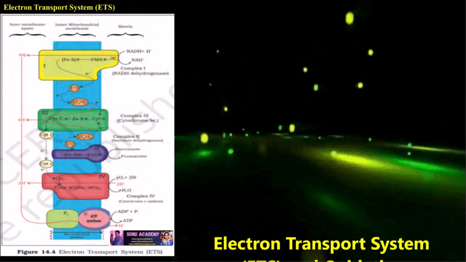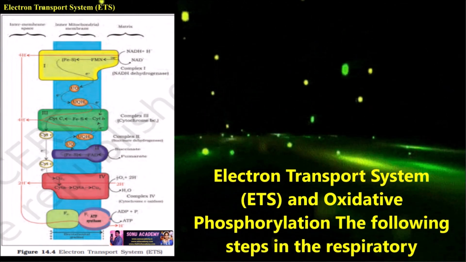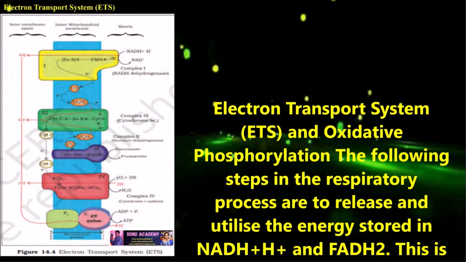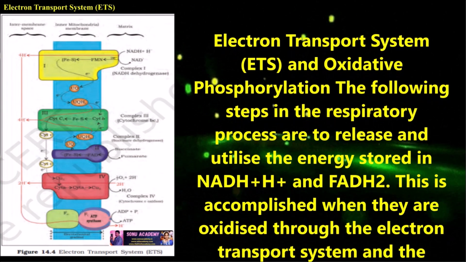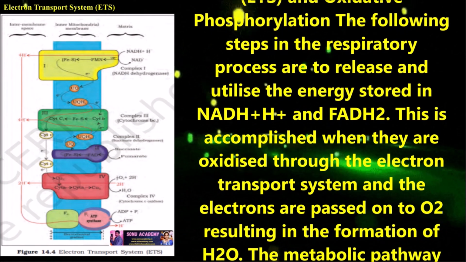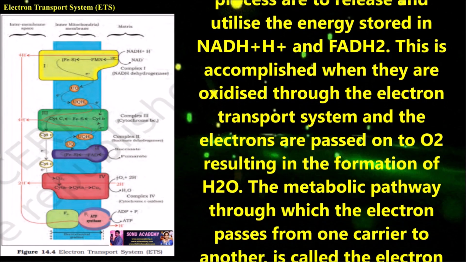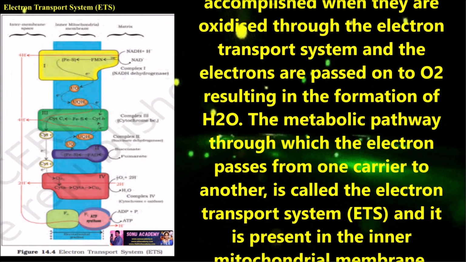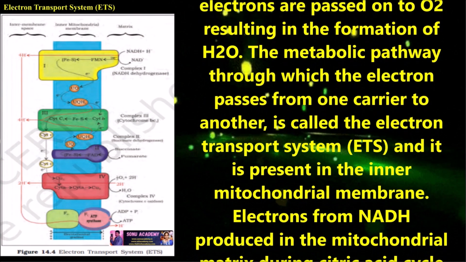Children, now let's discuss the Electron Transport System (ETS) and Oxidative Phosphorylation. The following steps in the respiratory process are to release and utilize the energy stored in NADH+H+ and FADH2. This is accomplished when they are oxidized through the electron transport system and the electrons are passed on to O2, resulting in the formation of H2O. The metabolic pathway through which the electron passes from one carrier to another is called the Electron Transport System (ETS), and it is present in the inner mitochondrial membrane.